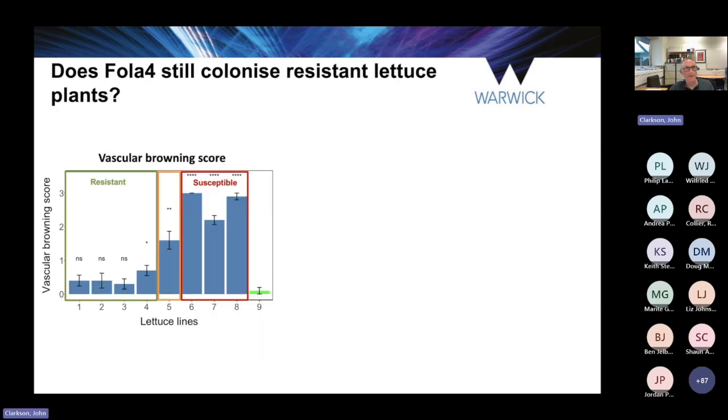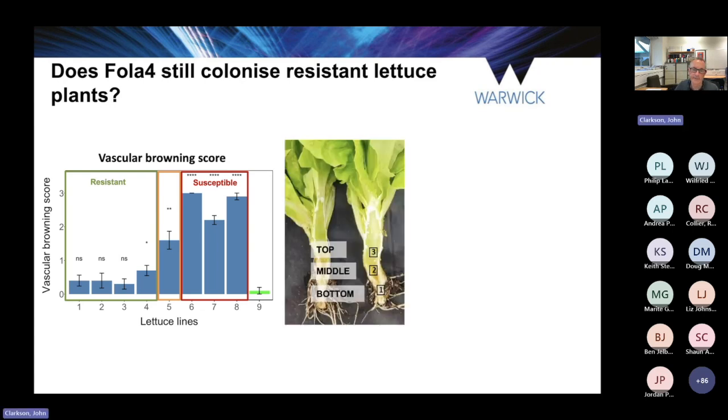Okay, so one question that also emerged was, can race 4 still colonize resistant lettuce plants? So Andrew Legg, my PhD student, went out to test this in a fairly simple experiment. Here we have a number of different lettuce lines along the bottom. Some of them are resistant and some of them are susceptible, as you can see with the vascular browning scores on the left-hand side. And then what he did was just see whether he could isolate the pathogen from the main taproot of the lettuce plant in either these resistant or susceptible varieties.